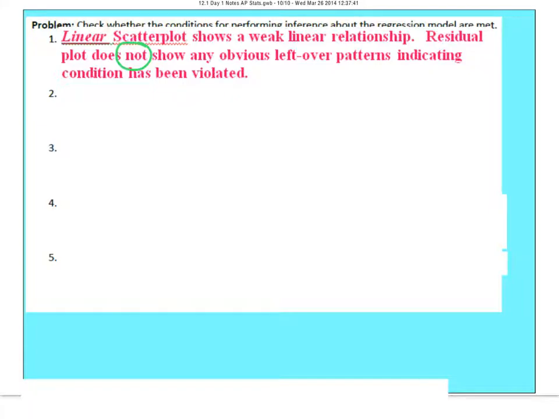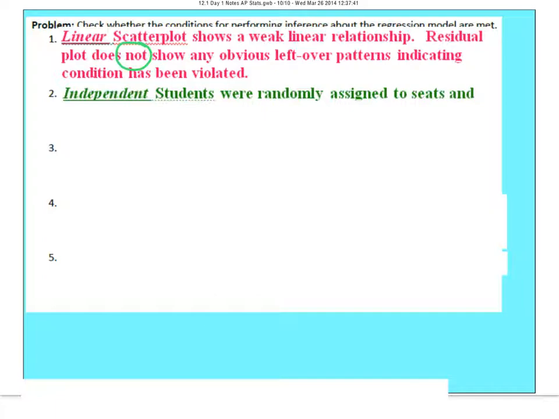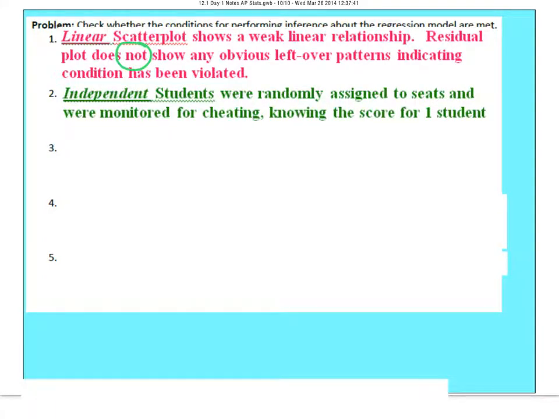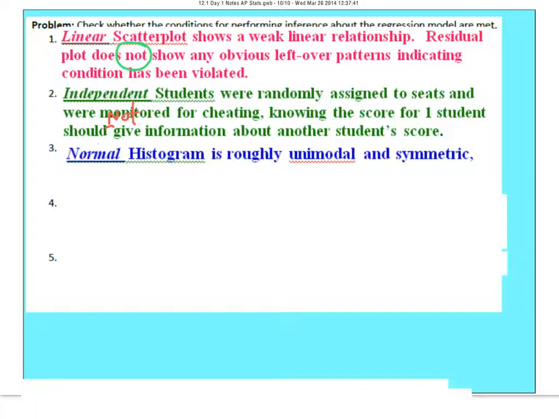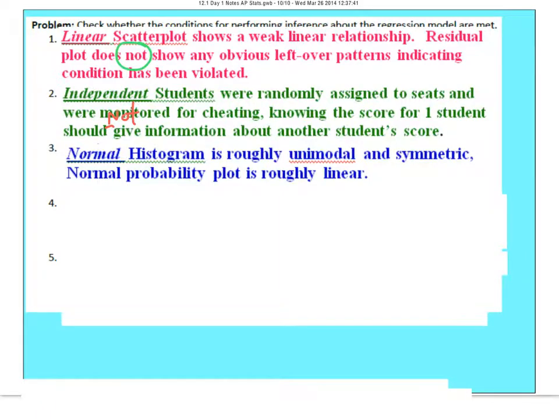Now for independence, which is I, the students were randomly assigned to seats and were monitored for cheating. Knowing the score for one student should not give information about another student's score. Independence condition is fine. Now let's check for the N, which is the normality. If we look at normal, the histogram is roughly unimodal and symmetric. Also, the normal probability plot is making roughly a linear line. Now, you wouldn't have to look at both of these, but just one of them. But based on that, we could assume approximately normal.